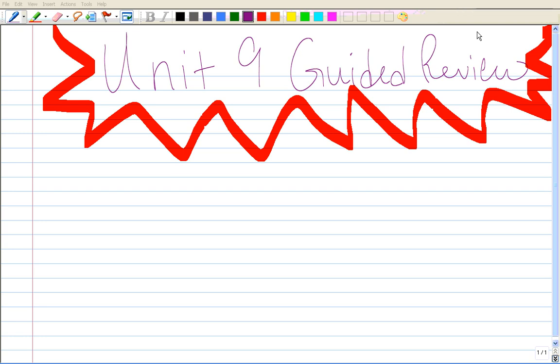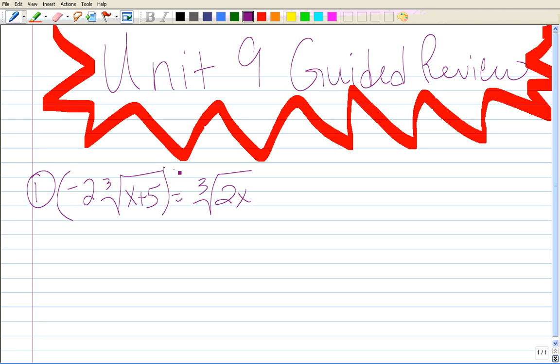Let's get started. So on number 1, we have negative 2 cube root of x plus 5 equal to the cube root of 2x, and we're going to solve for x. So what I'm going to do is cube both sides. So over here I'm going to distribute the cube to both parts.